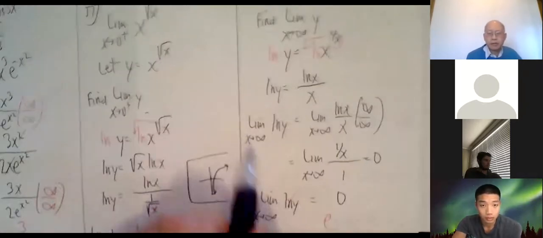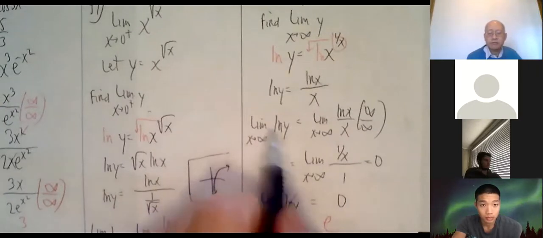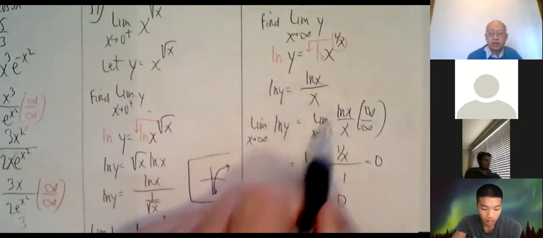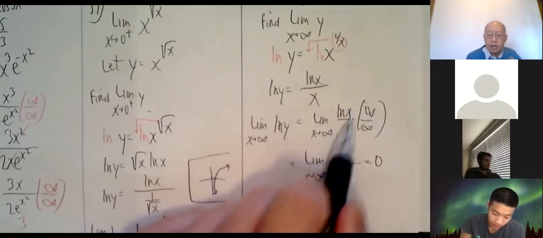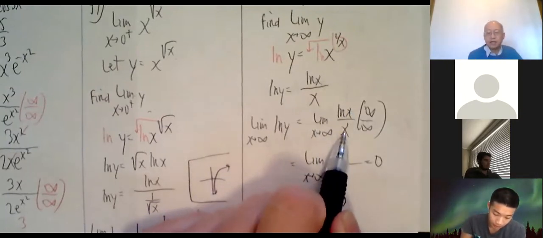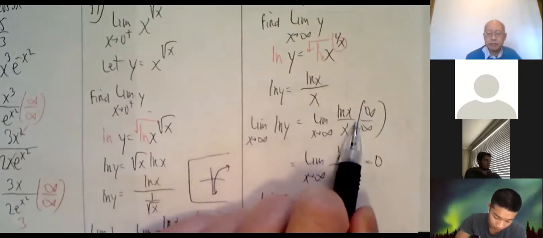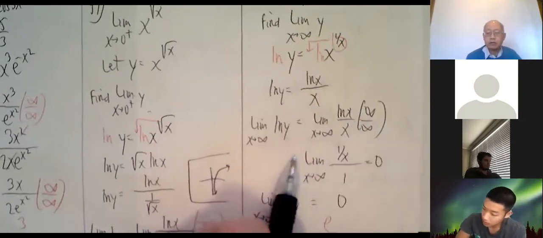Now, limit as x approaches infinity of ln y. Limit as x approaches infinity of ln x over x. Okay, so that's infinity over infinity. When x gets big, ln of x also gets big. So I do L'Hopital's rule.